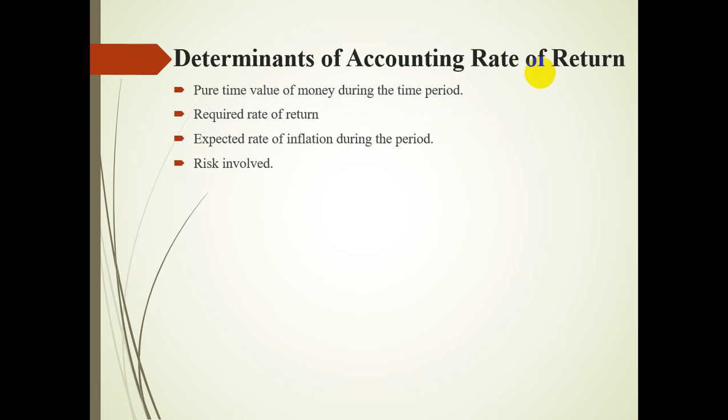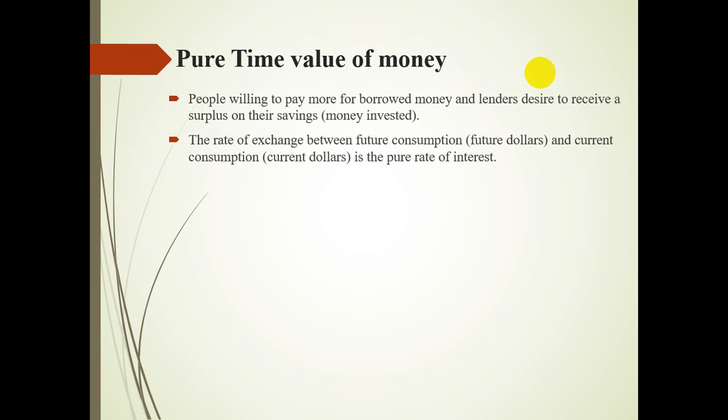In this method, when we are investing, there are four things needed to determine the required rate of return, the rate of return you are expected to receive. First, the pure time value of money, that is the rate of interest that we are making. Second, the required rate of return, the rate we are receiving from the market. Third, the expected rate of inflation, the rate of inflation in the country. And fourth, the risk analysis.